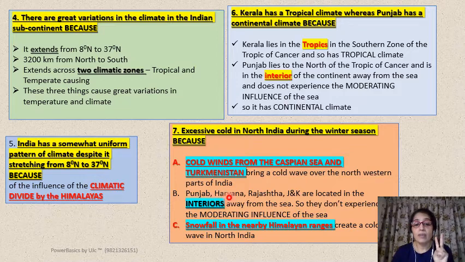Second, Punjab, Haryana, Rajasthan, J&K are located in the interiors away from the sea, so they do not experience the moderating influence of the sea. And third, snowfall in the nearby Himalayan ranges creates a cold wave in North India. Understand the give reason for the question being asked and then attempt it.